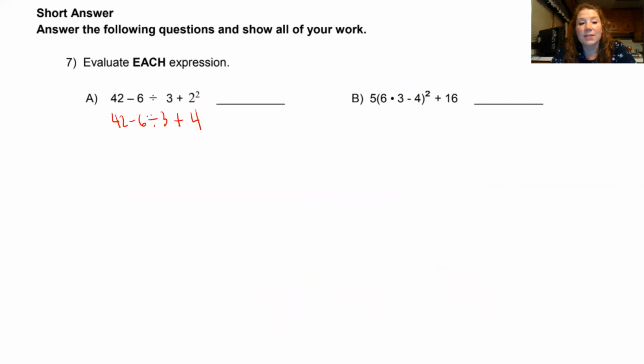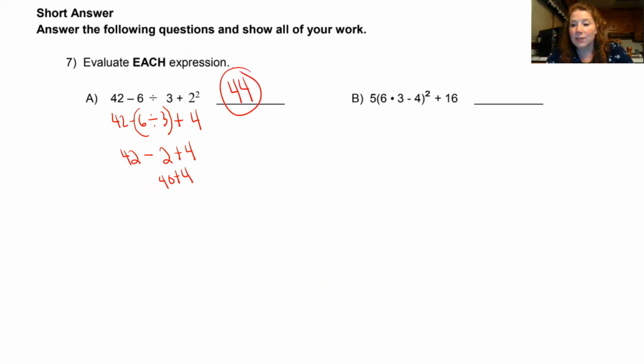After I use exponents, I get to multiply or divide in order from left to right. So 6 divided by 3 is 2. Well, 42 minus 2 is 40. And the last thing I'm going to do is add 40 and 4, and I get 44. And I'm doing these right off the cuff. So if I make a mistake, guys, please let me know.